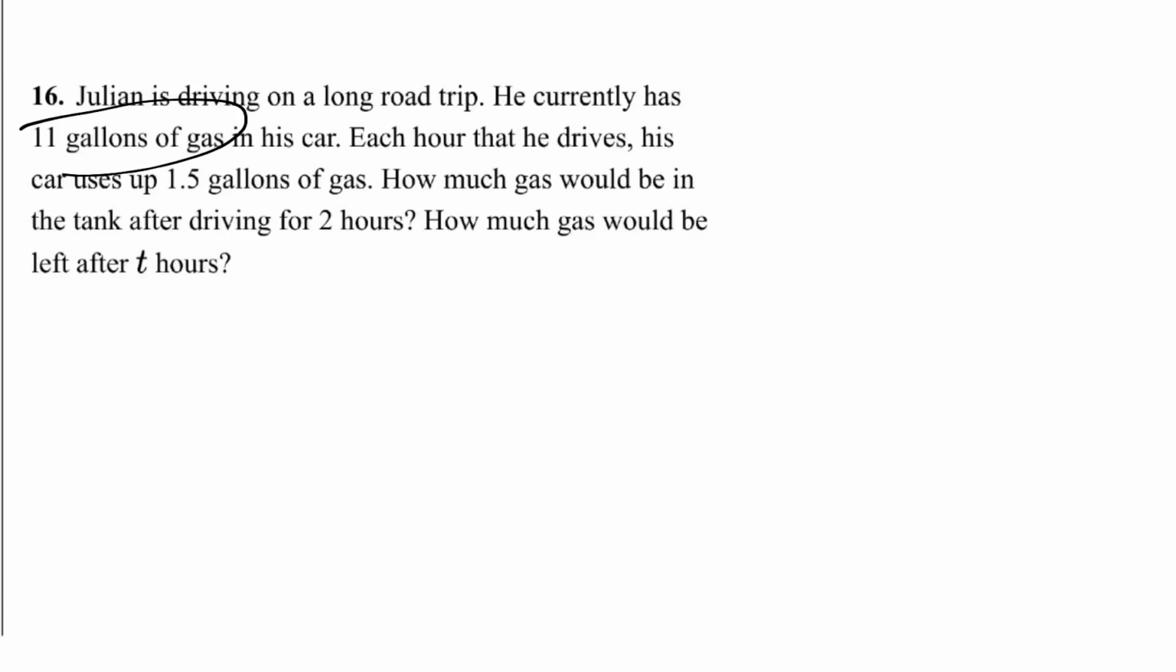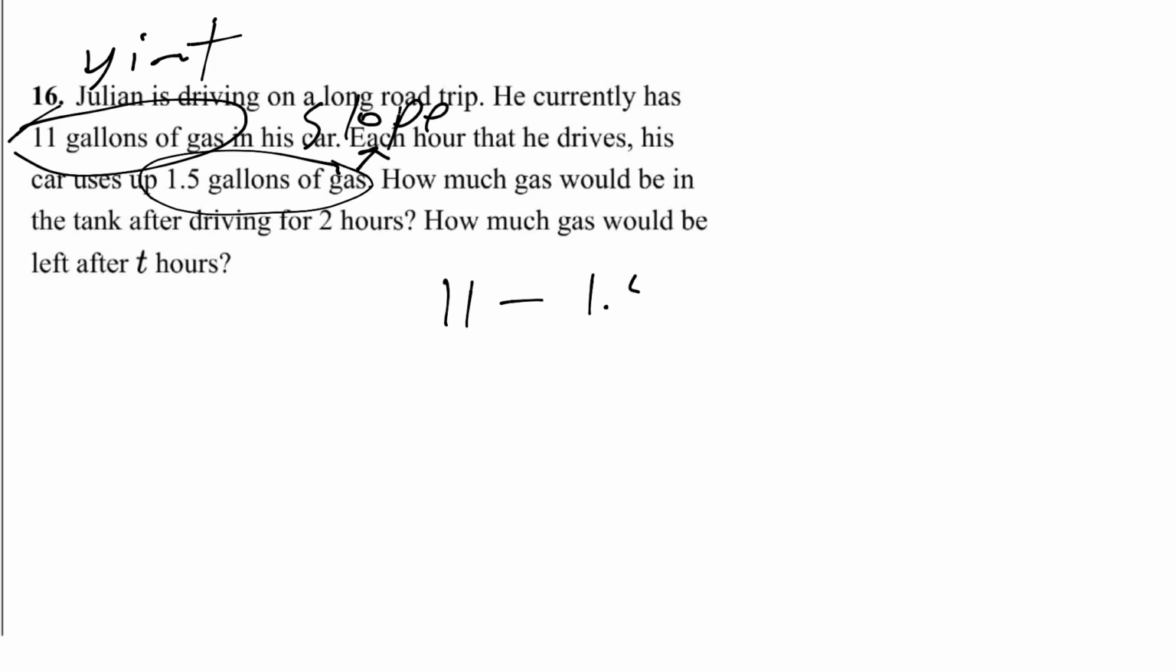Next up, we start with 11, and then we reduce, but it has the word each, so that's your slope. And this one is your y-intercept, by the way. So the general format is going to be 11 minus 1.5 times t. And specifically, if we've been driving for 2 hours, that's 11 minus 1.5 times 2. And that is just 8.